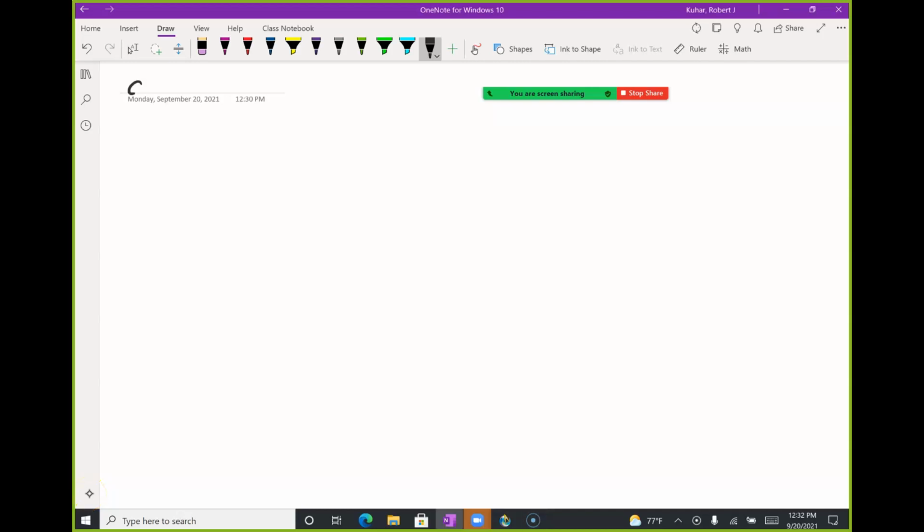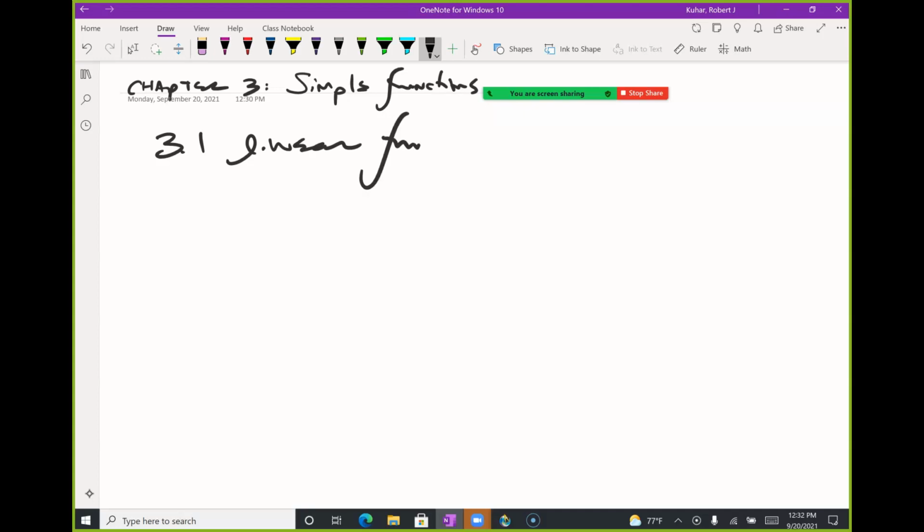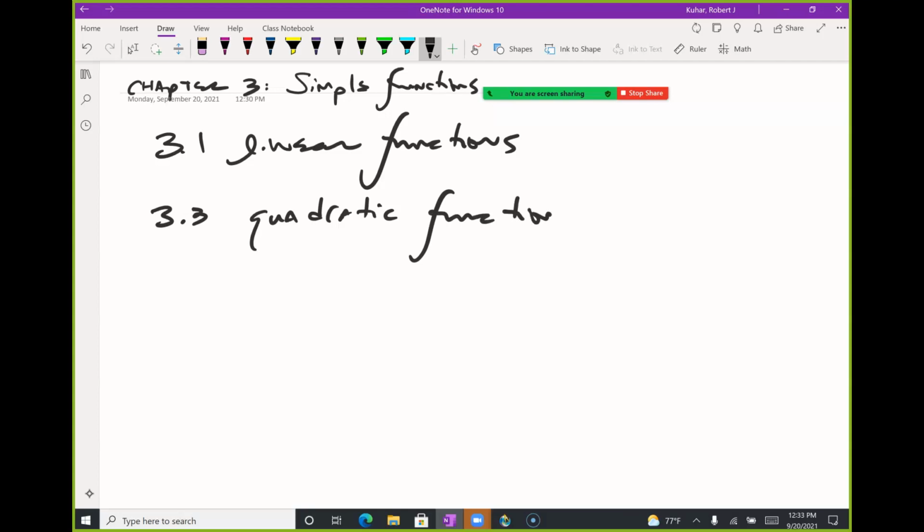So we're talking about chapter 3, and that's going to be linear functions and quadratic functions. So 3.1 is linear functions. 3.3 is quadratic functions. After this, we're moving to chapter 4, polynomial functions.